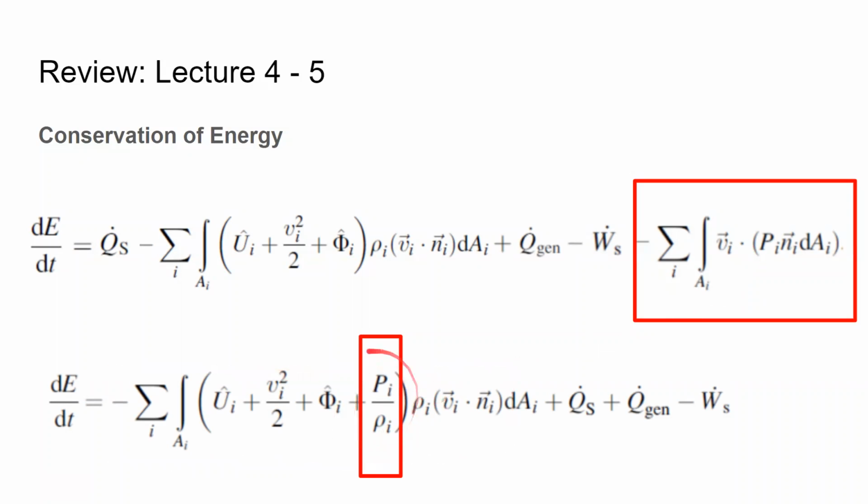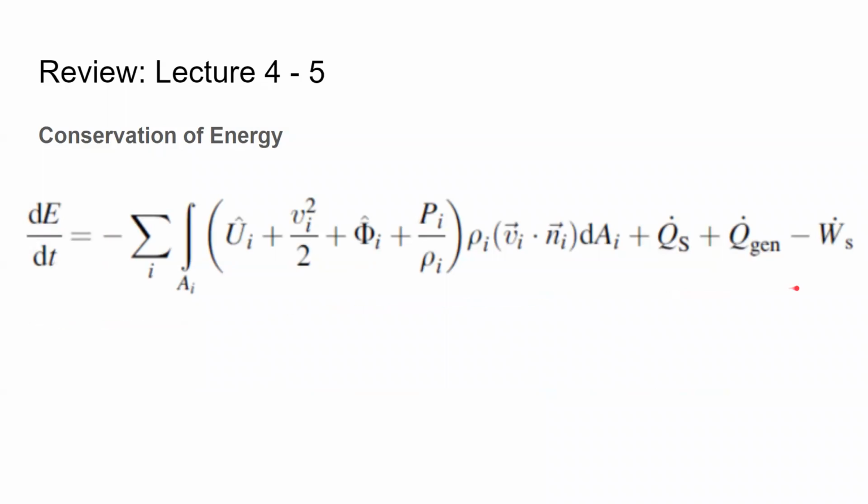So this isn't energy, but it's part of the work. So that's where this term comes from, as we were wondering earlier. And then we have rho times velocity and the normal vector, and then the cross-sectional area. And then we have right here, Qs, Qgen, and then minus the work of the shaft. So in conclusion, this is the conservation of energy statement.